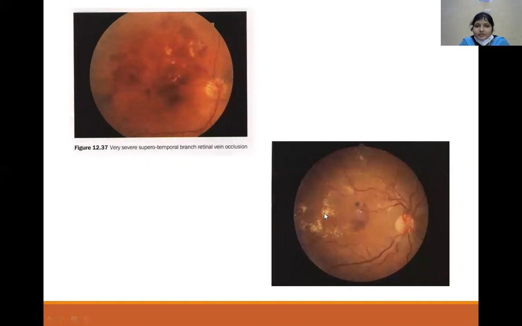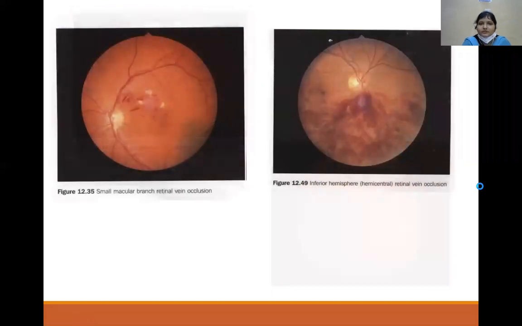You see the difference between hard exudates and soft exudates. Soft exudates are fluffy and the borders are wavy, whereas hard exudates are discrete, small, and multiple in number. So these are hard exudates, and these are collaterals. This is a long-standing picture of supratemporal BRVO.